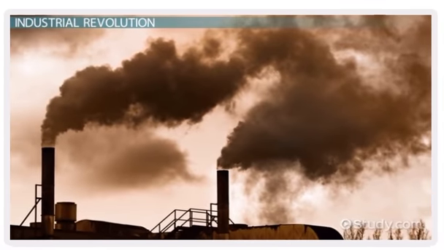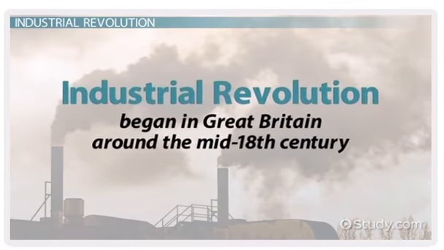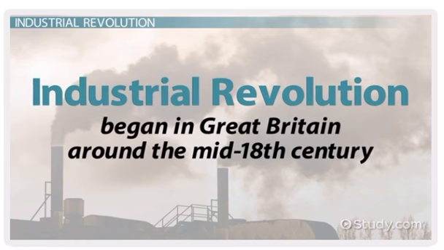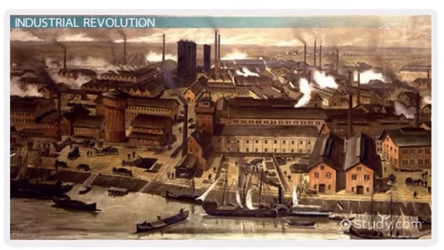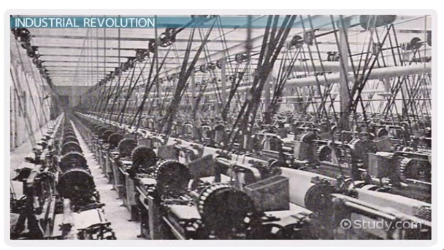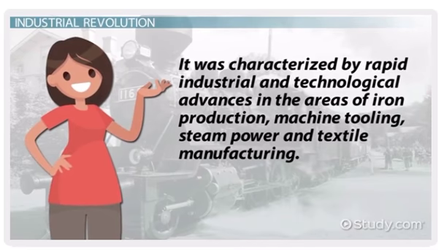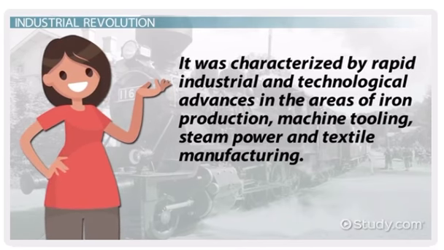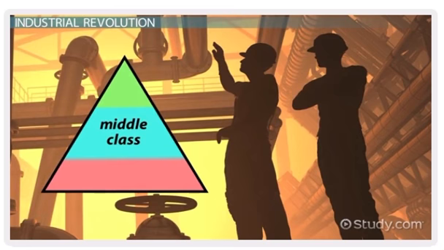In order to understand the class system in Imperial Russia, or Russia under the rule of its czars, we need to look at the Industrial Revolution. The Industrial Revolution began in Great Britain around the mid-18th century, and over the next 100 years, it spread throughout Europe to the United States, and eventually other parts of the world. It was characterized by rapid industrial and technological advances in the areas of iron production, machine tooling, steam power, and textile manufacturing. The Industrial Revolution helped give rise to a middle class.